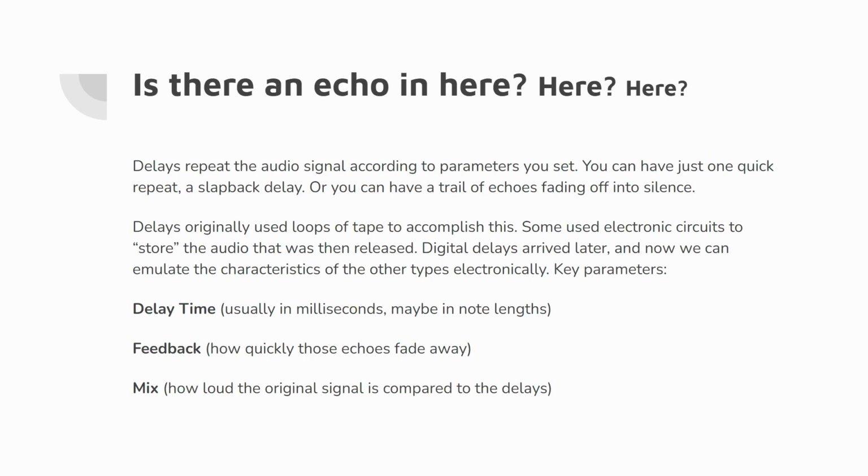Your parameters would be your delay time, usually in milliseconds, maybe in note lengths if your plugin supports that and you're working in a music context. Feedback is how quickly those echoes fade away. Is it echo, echo, or many, many echoes? That'd be your feedback. And then mix: how loud is the original signal versus that first echo that comes back? Are they basically the same, or just a subtle little echo you hear?